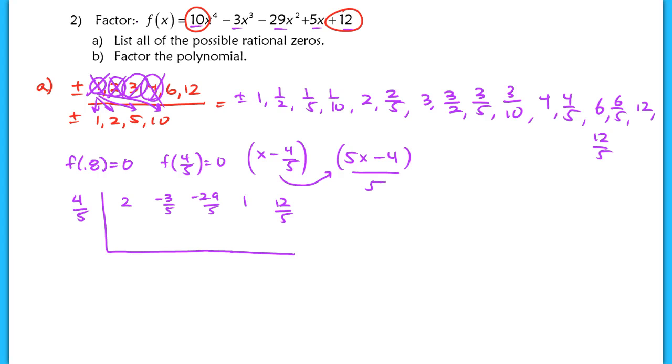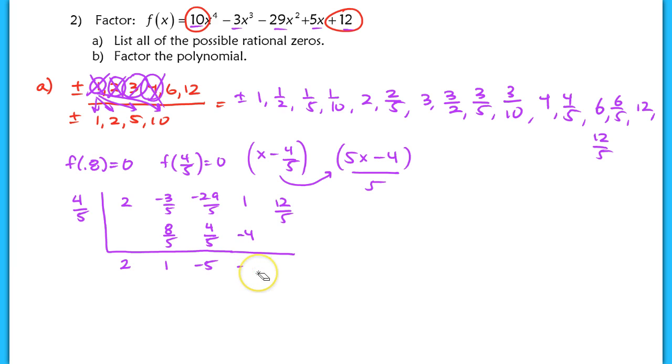Now I'm going to do the synthetic division with you because I think this is a little trickier dealing with the fractions. So I'm going to drop that 2, and then I'll multiply 2 times 4/5, and I get 8/5. Now when I add negative 3/5 and 8/5, I end up with 5/5, which simplifies to 1. When I multiply 1 times 4/5, I end up with 4/5. And when I add negative 29/5 with 4/5, I end up with negative 25/5, which simplifies to negative 5. And then when I multiply 4/5 times negative 5, I end up with negative 4.